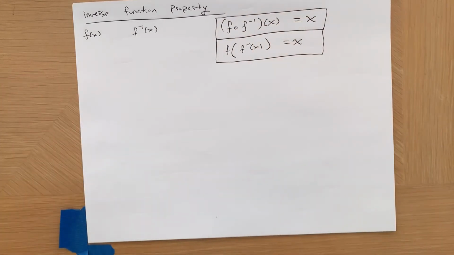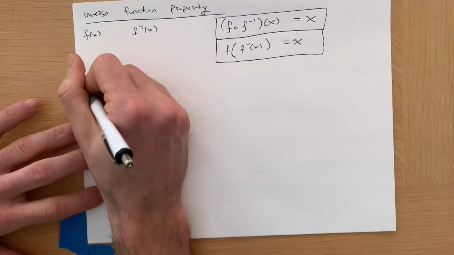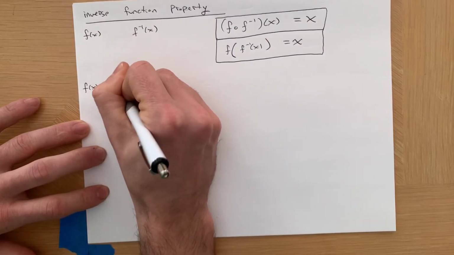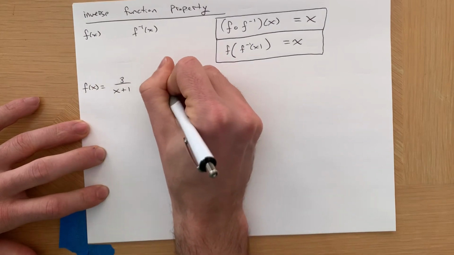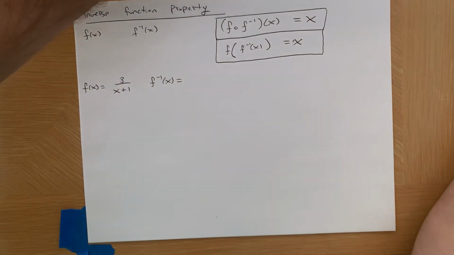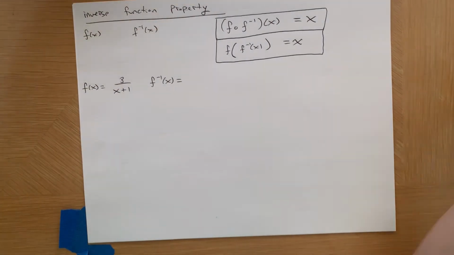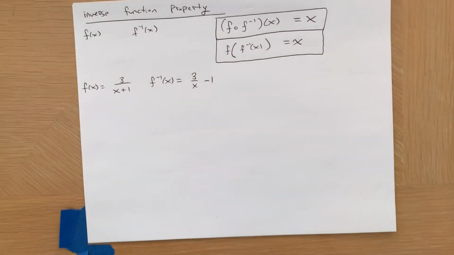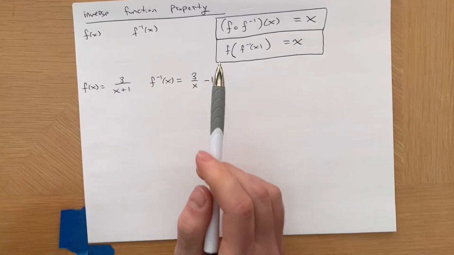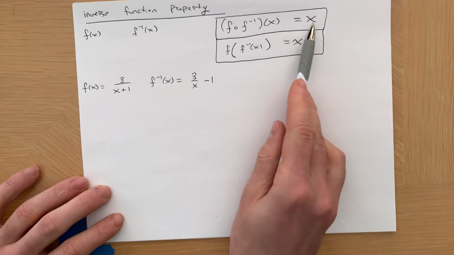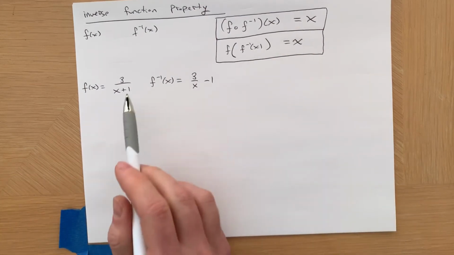So in one of the previous examples, let's do example number 2 that we did. We were given that f of x was equal to 3 over x plus 1, and we found f inverse of x was 3 over x minus 1. So let's show that these two actually are inverses of each other, meaning they satisfy this property. If we do f composed with f inverse of x, we get x. This is the sure way to test to make sure you didn't make a mistake.